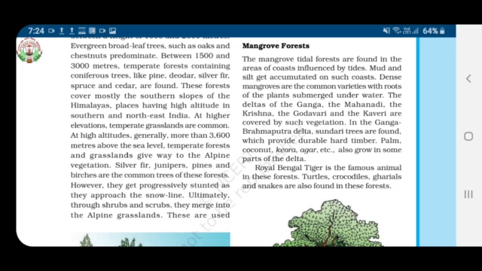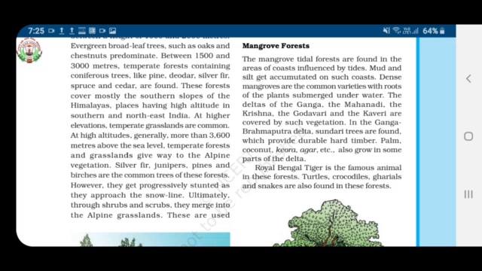They merge into alpine grasslands through scrubs and shrubs. These are mostly used for grazing by nomadic tribes. Nomadic tribes are those who move from one place to another with their animals, like the Gurjars and the Bakarwals of Kashmir region.